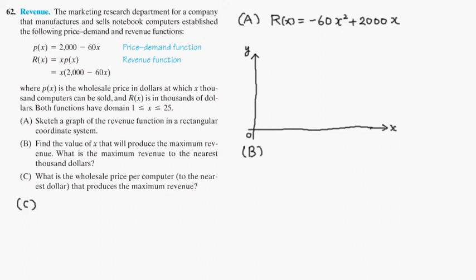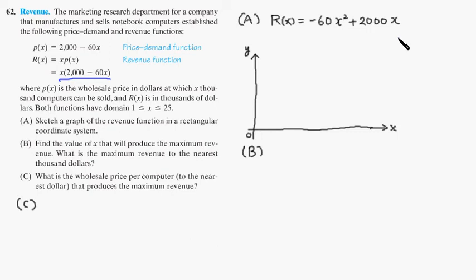Okay, let's look at section 2.3, problem number 62. All right, so the revenue function is given here, which is x times (2000 minus 60x). If you multiply out, you can see that you're going to get negative 60x squared plus 2000x, which is a quadratic function.